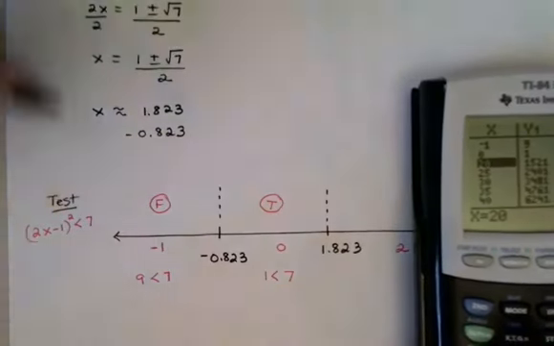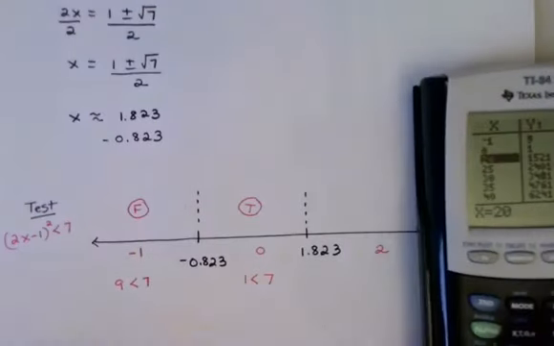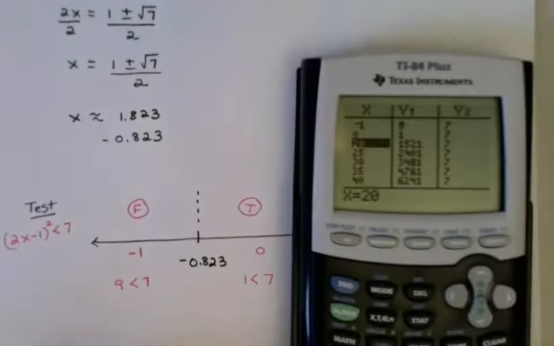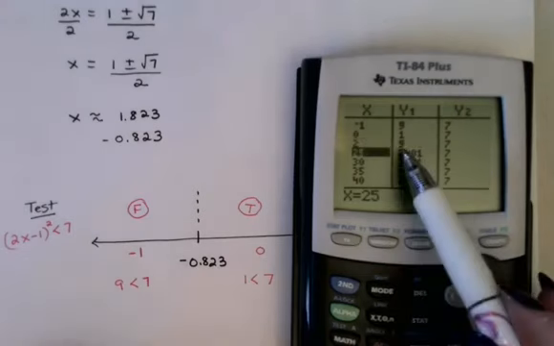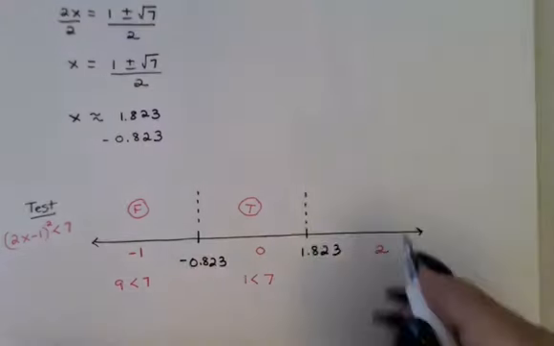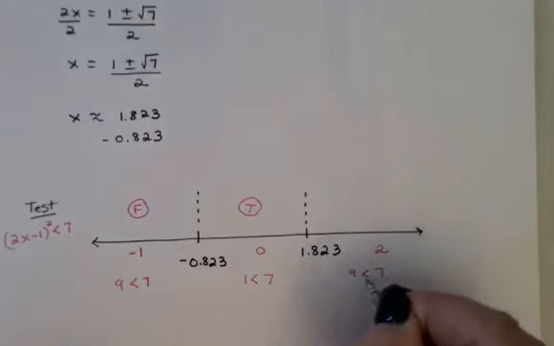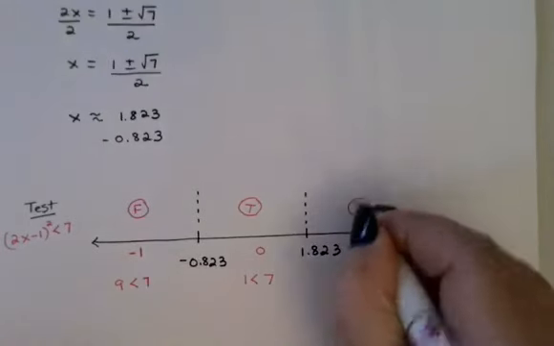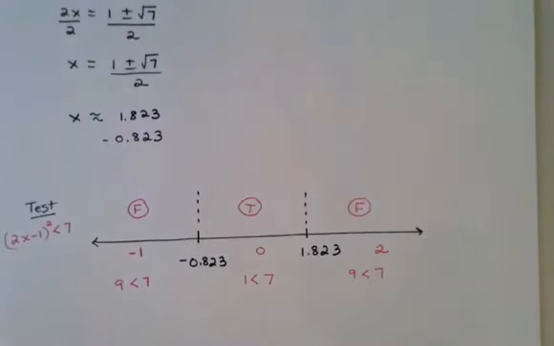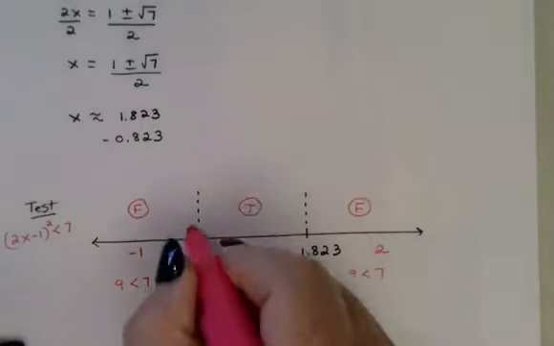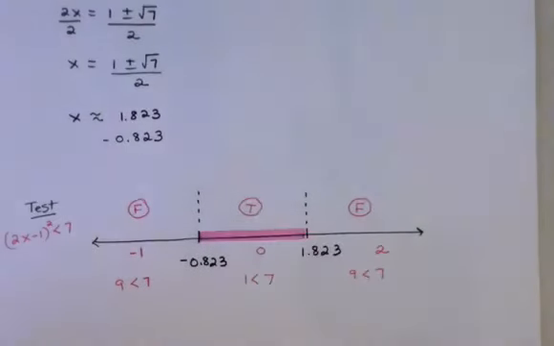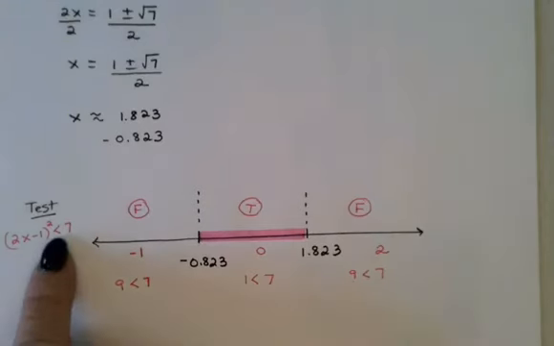And then finally, my last interval, I was going to test 2. So if I plug 2 in, I get 9 and 7 again. 9 less than 7 is certainly false. And so the solution here, the only interval where this was true, was right here in the middle. So I'm going to write my solution as this interval right here. Now my original inequality was strictly less than, not less than or equal to, so I'll use parentheses.